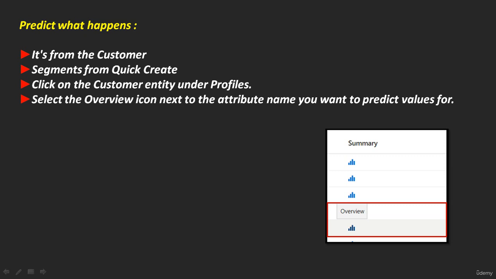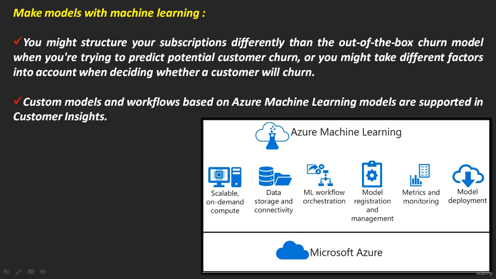Just click on the customer entity under profiles and select the overview icon next to the attribute name you want to predict values for. This is a sample image I have pasted here. Customer Insights will display your selected field. There is a window that tells you how many records are unique in this field and how many are missing it. So predict missing values if your attribute has a high missing value rate.